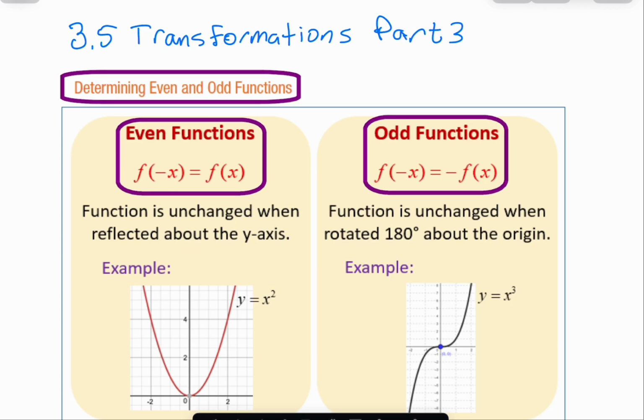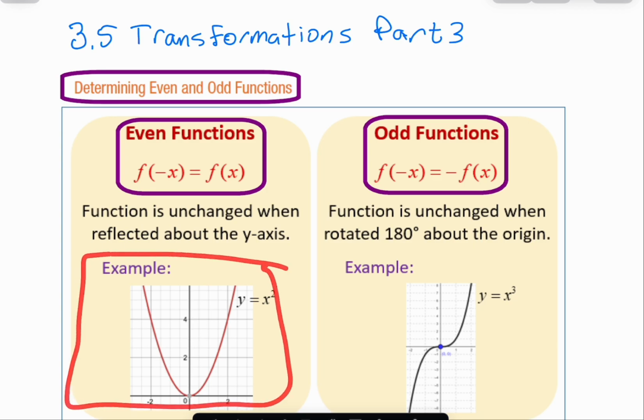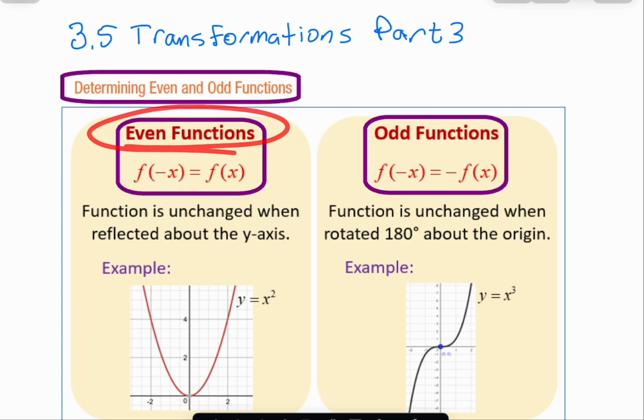In 3.5, part 3, we are going to talk about the symmetry of a function. Now, if you can plug a negative x into a function, simplify it down, and it goes right back to the original, if it is unchanged by doing that, we say that that graph could be reflected about the y-axis. It is called an even function with y-axis symmetry. And you can see we can fold this across the y-axis, and it doesn't change the picture.